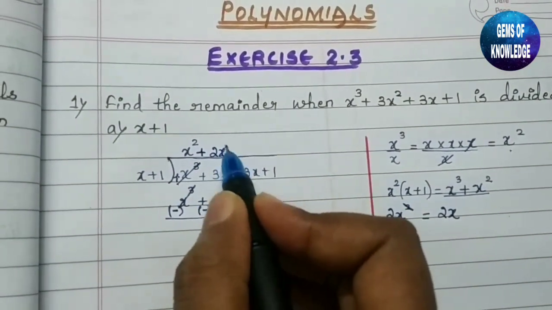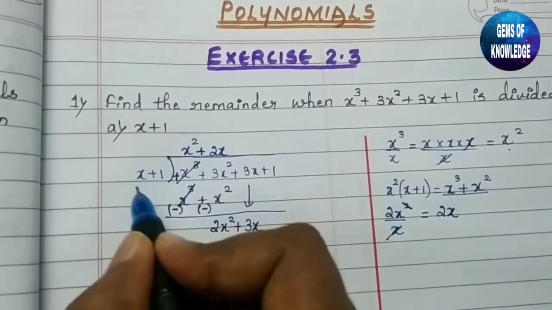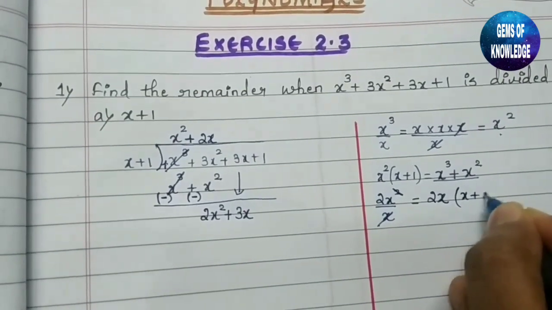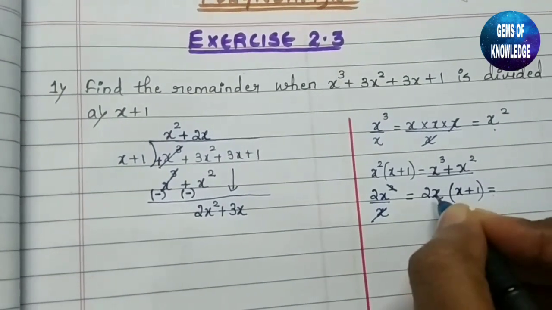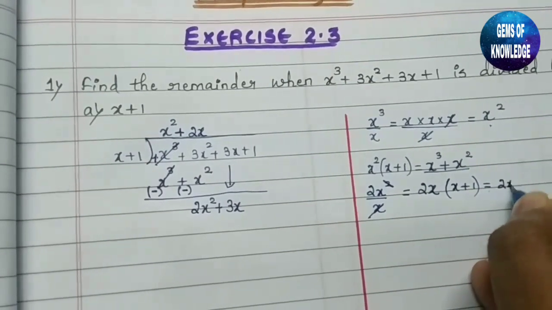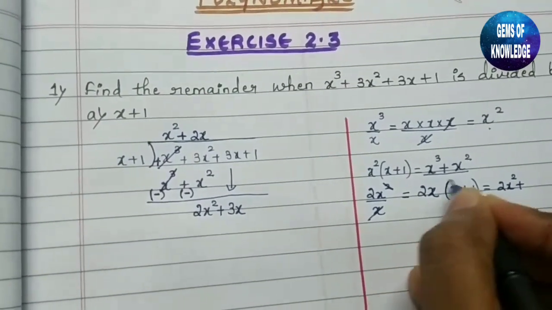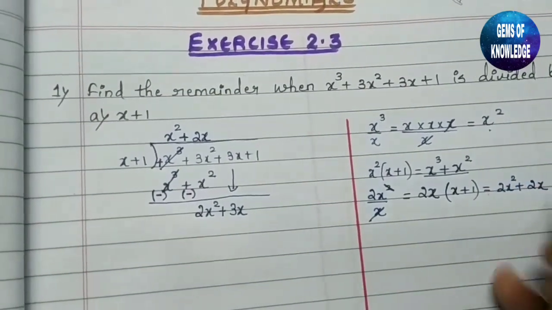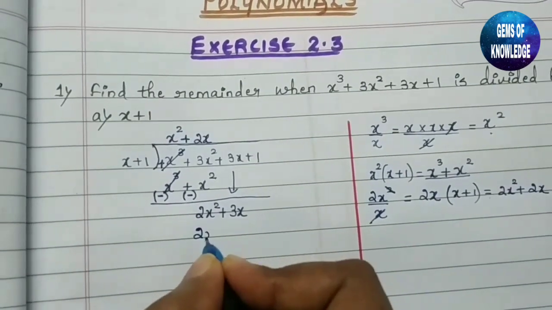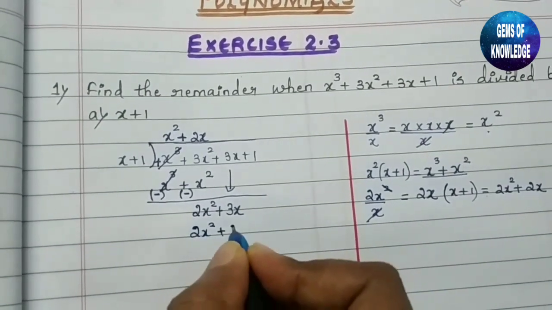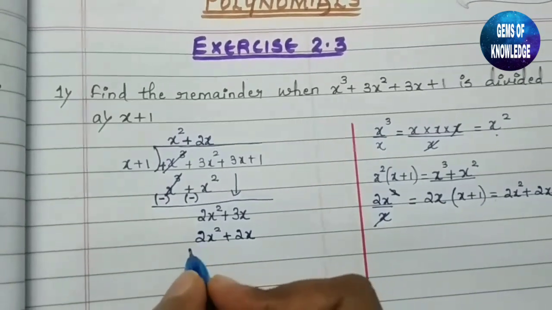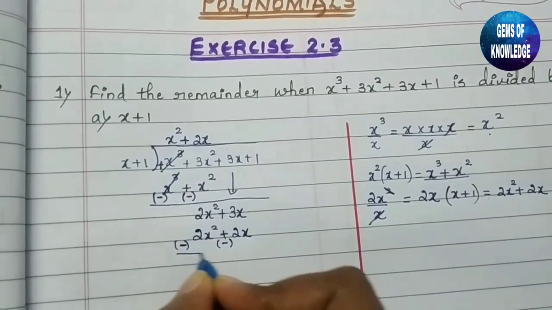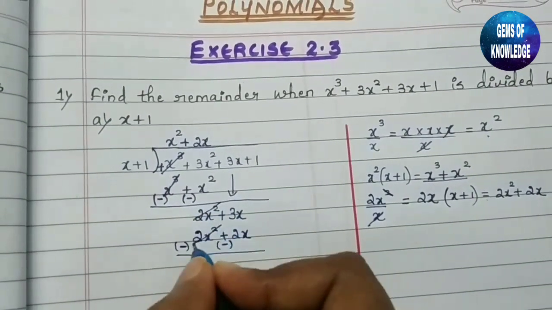Now we need to multiply this 2x with this whole x plus 1. So here only we will multiply it with x plus 1. What are we going to get? 2x into x, we are getting 2x square, plus 2x into 1, we are getting 2x. So this term we are going to write here, 2x square plus 2x. Then we need to change the sign again. Here it will become minus and here it will become minus. So this thing and this thing will be cancelled.